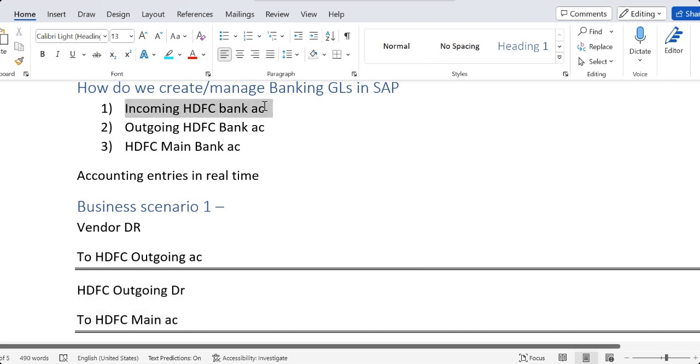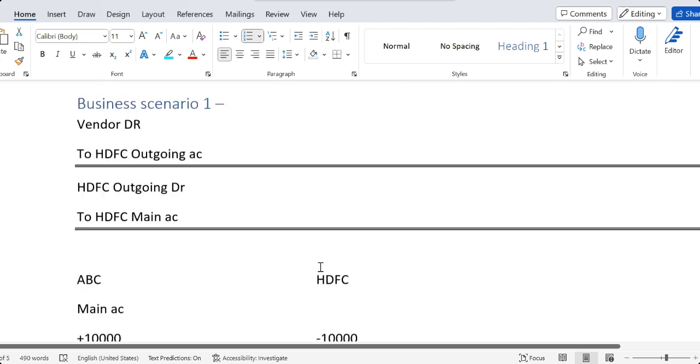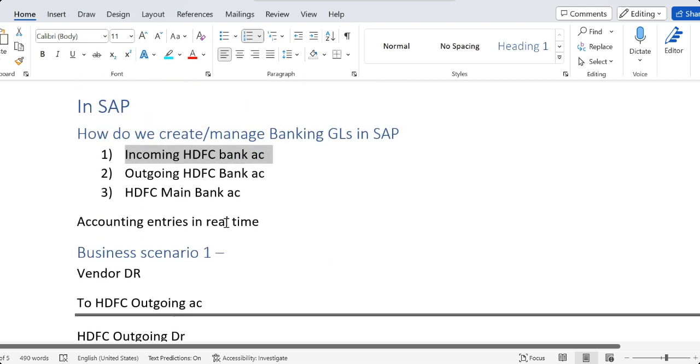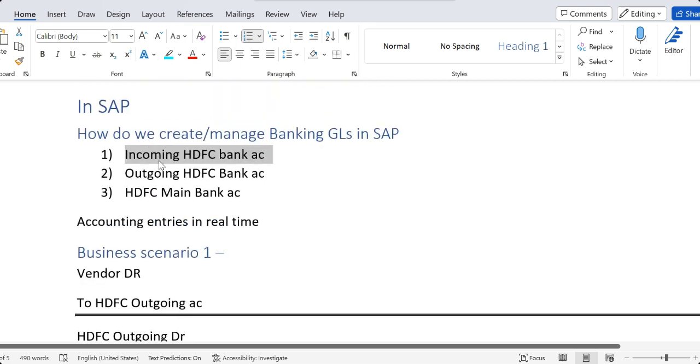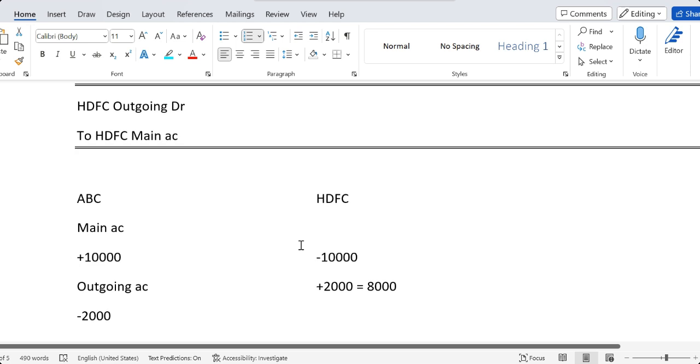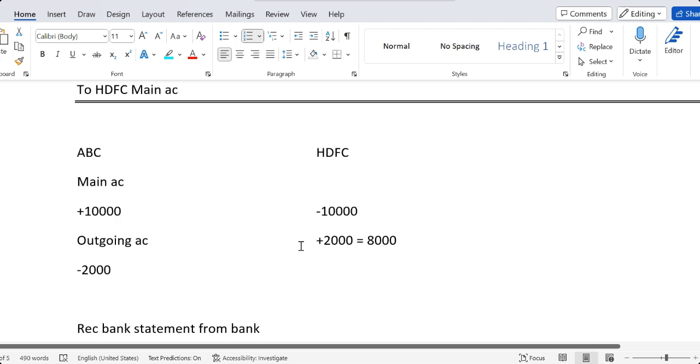So if suppose there is a customer, then we'll book incoming HDFC bank account to customer, and then once we receive the bank statement, we'll transfer this incoming to the main account, right? So in a similar way, bank charges will happen. So this is the way we maintain these GLs in SAP. So hope you understood this, right?